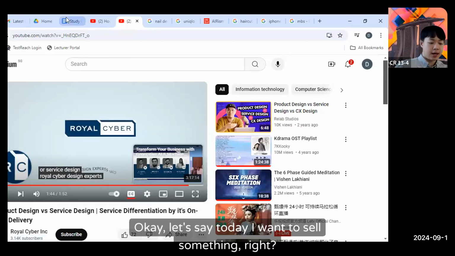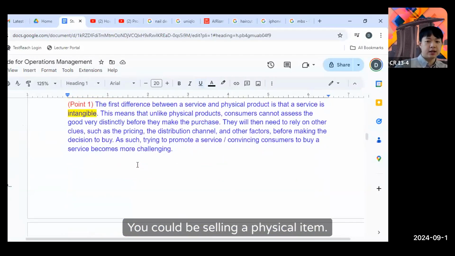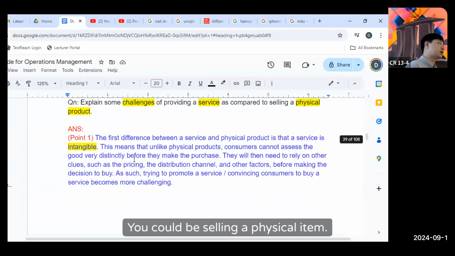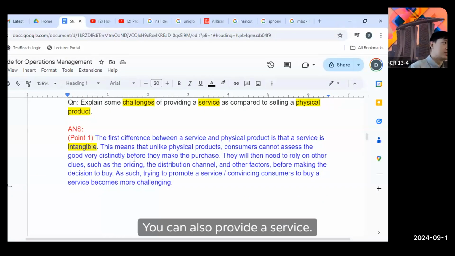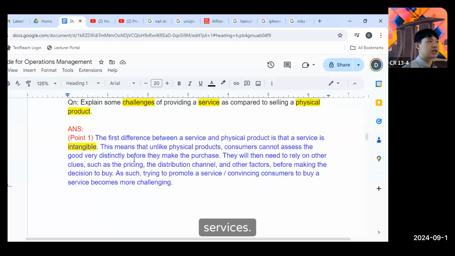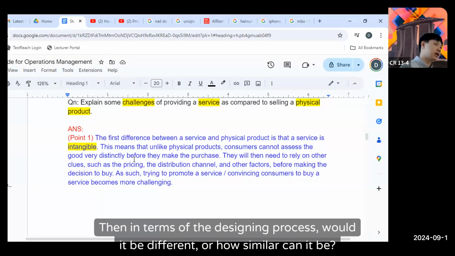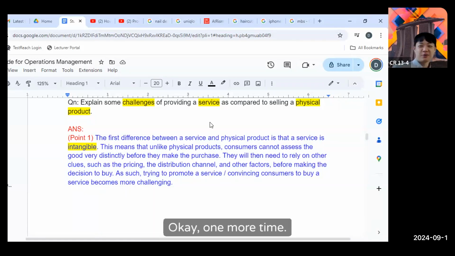Okay, let's say today I want to sell something. You could be selling a physical item that you produce yourself. You can also provide a service. Let's say you want to have a new hair salon, or you want to offer some consultancy services. Then in terms of the designing process, would it be different? Or how similar can it be? Okay, very difficult, right? Maybe this one can be an exam question.